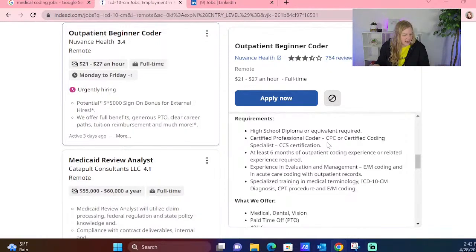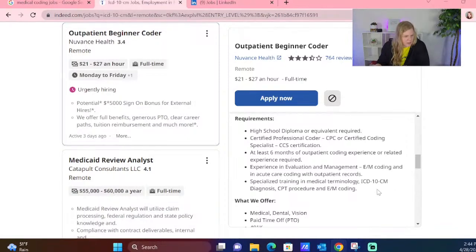This one though is saying they want the CPC or the CCS, which is interesting because it's an outpatient coding position. You would think the COC would be on there, right? But not so much. At least 6 months of outpatient coding experience or related experience. So I think this would fairly well qualify as entry level, because maybe you could stretch it. Like I would say, oh yeah, I've been training for X amount of months, and I did an internship or something. I would say even without that, if they're only asking for 6 months and you're a really good candidate, you should probably apply anyway.